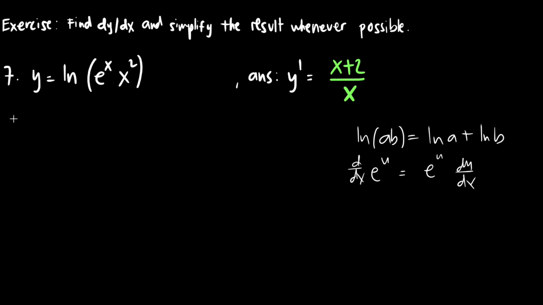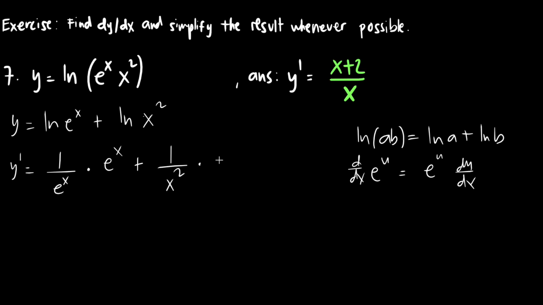So let's proceed. So we have y is equal to ln e raised to x plus ln x squared. So we have y prime is equal to, so the derivative of ln u is equal to 1 over u. So 1 over e raised to x, u is equal to e raised to x, and the derivative of e raised to x is just equal to e raised to x. So plus, so we have ln x squared, so 1 over u. So u is equal to x squared, so the derivative of x squared is equal to 2x.